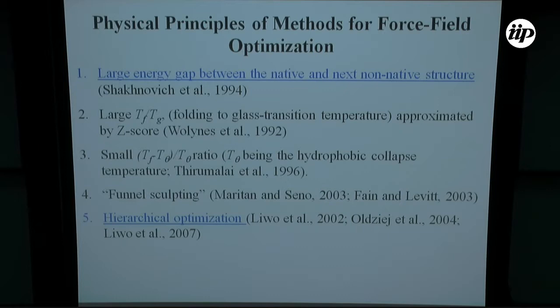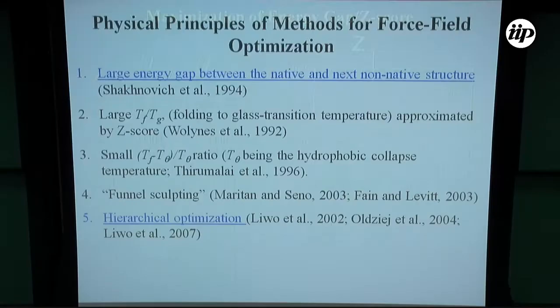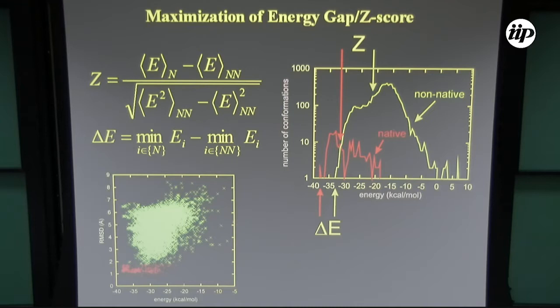Then, of course, what Garrick described in his talk, the maximization of the ratio of the folding transition temperature to the glass transition temperature. There are also many other ways. We invented something which we called hierarchical optimization. So this is basically the maximization of the energy gap and of the z-score, which is the difference between the means of native and non-native over the standard deviation of non-native.